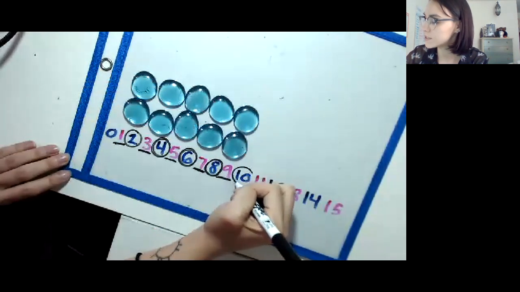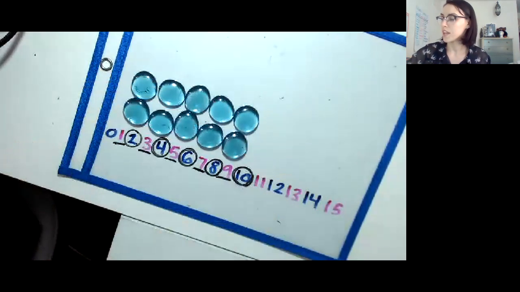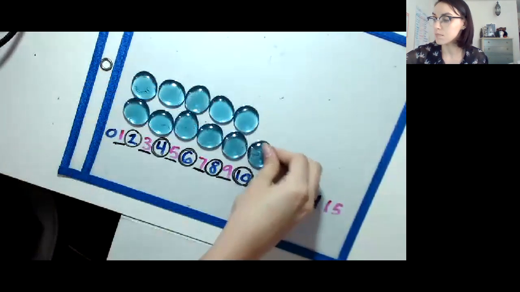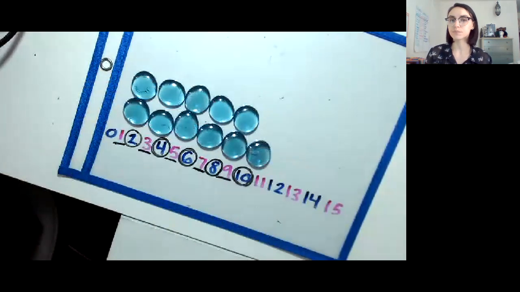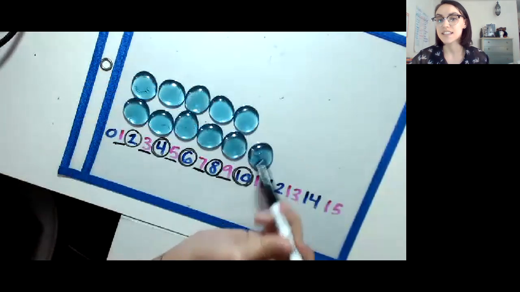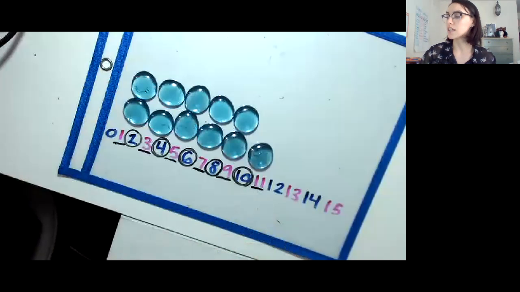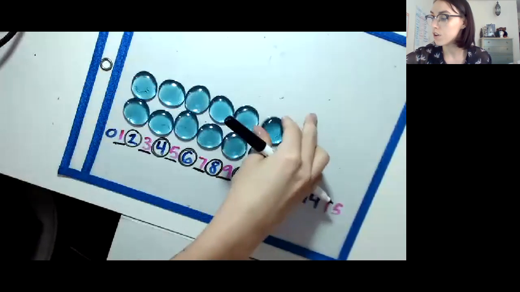So we're going to circle 10 because it is an even number. We just proved it. Let's go to 11 by adding one more counter. Oh, I can tell just by looking at this, he doesn't have a partner. So 11 is not even, it must be odd. Let's underline that.